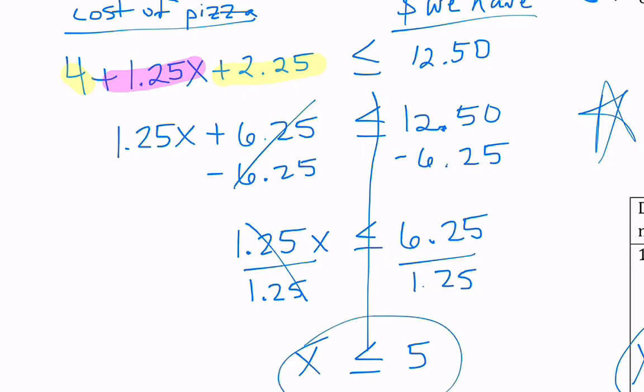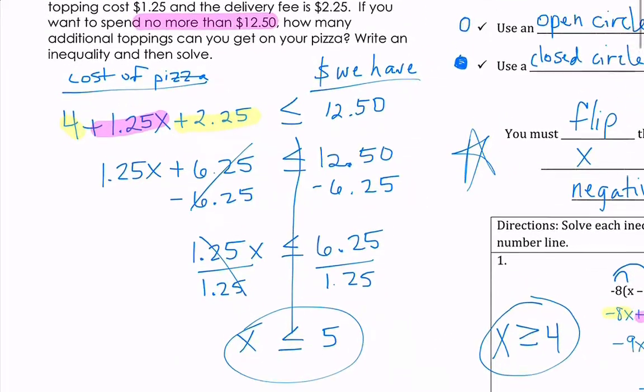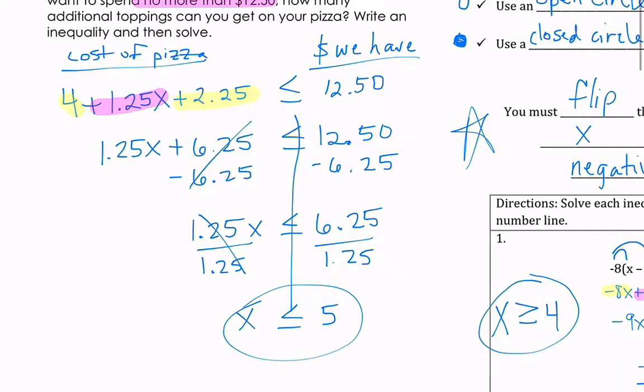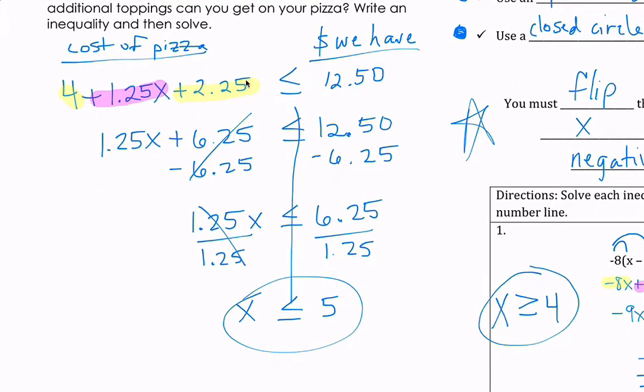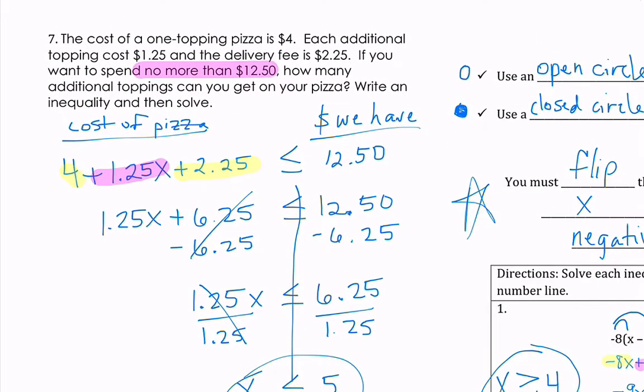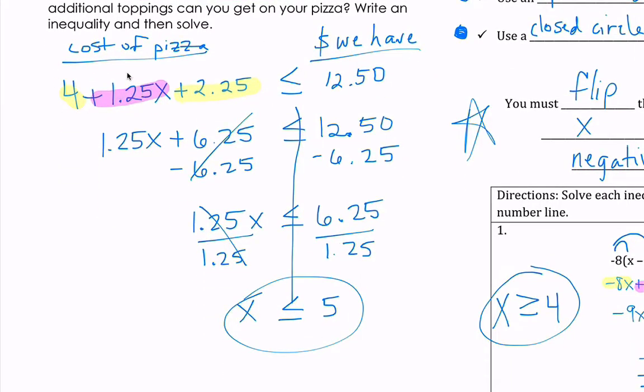Okay, so this is our answer, but let's talk about it. What does that actually even mean in the context of this story? Well, this is a real-life problem, so what does that x less than or equal to 5 actually mean? Okay, well, the question said, how many additional toppings can we get on our pizza? Okay, well, we know x stands for toppings, because up here we put 1.25, it's $1.25 for each additional topping. So I know that this is saying the number of toppings we get have to be less than or equal to 5 toppings. So let's write that out in words, what we actually discovered, okay?